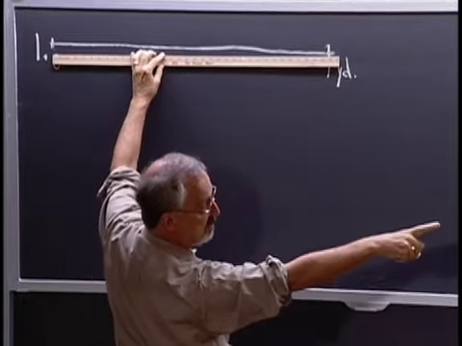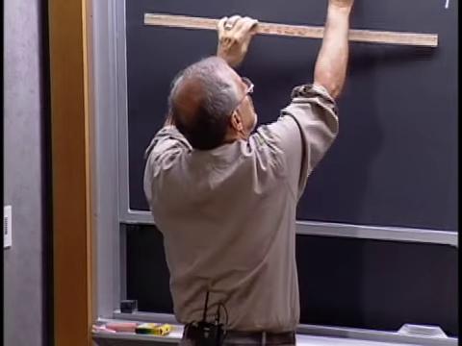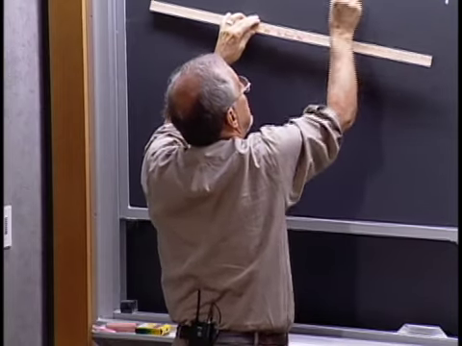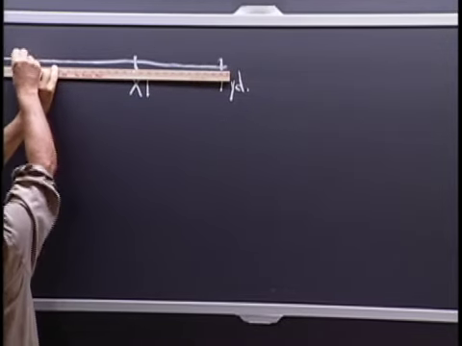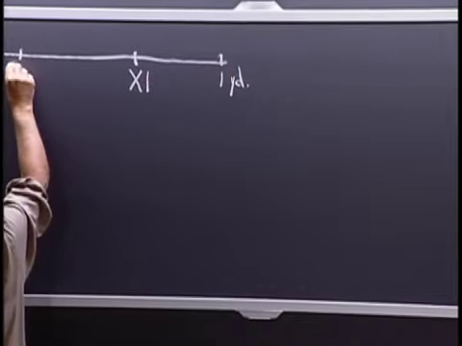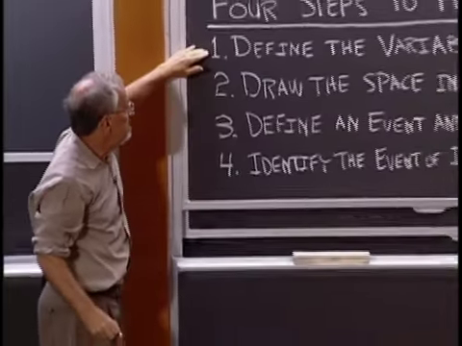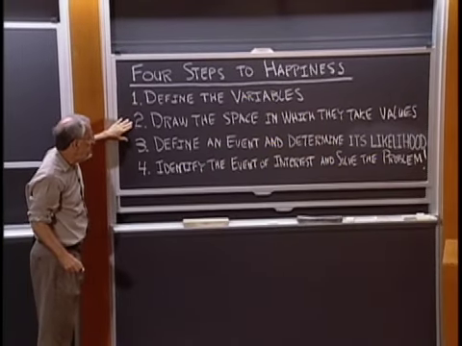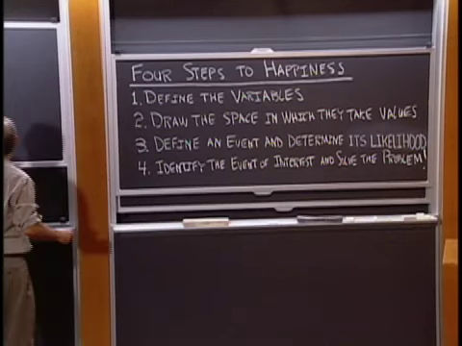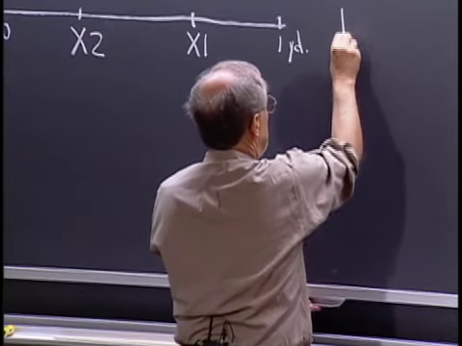Now define the variables. If you recall, the first random number we picked out was 24, right here. We'll call that x1. That's the first one we draw. And the second one we took was 10, and that's an experimental value for x2. So in the 4 steps to happiness, we've already now done step 1. We've defined the variables. Now we draw the space in which they take on values. So what do I mean by that? Well, this is what I mean by that.